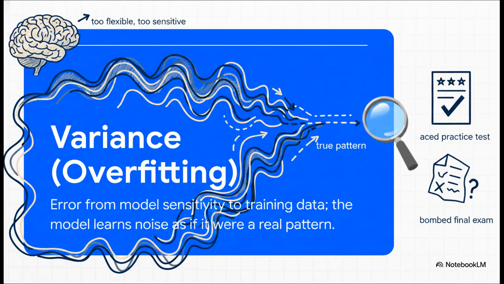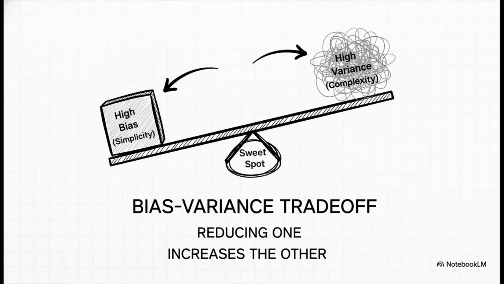Now, on the complete other end of the spectrum, you've got variance. This is the error you get from a model that's too flexible, too jittery. A high variance model doesn't just learn the pattern, it learns every single random quirk and bit of noise in the training data. This is overfitting. This model absolutely aces the practice test, but then completely bombs the final exam because it memorized noise like it was gospel. And this leads us to the classic challenge, the bias-variance trade-off.